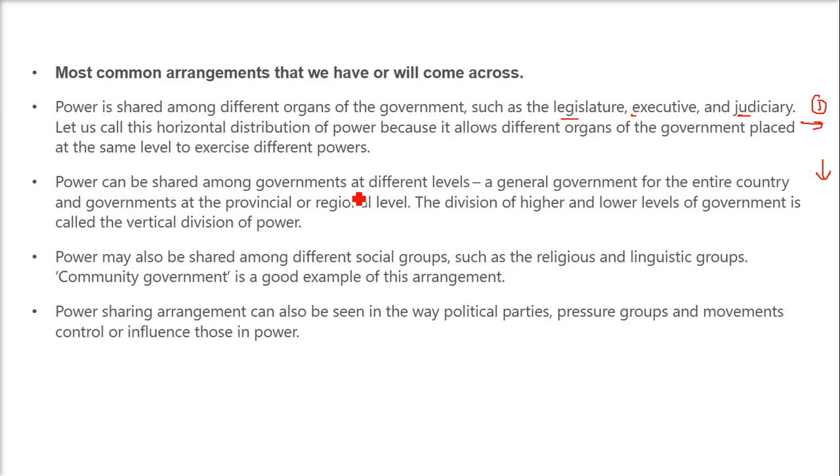We have the vertical one. Power can be shared among governments at different levels: a central government for the entire country, and then for each state, province or regional level we have different governments. The division between higher and lower levels of government is called the vertical division of power. The third one, as I said, is that power may be shared among different social groups like religious or linguistic groups. This is called community government. Then power sharing arrangements can also be used among political parties, as in a coalition government, a Mili-Juli Sarkar or alliance. Pressure groups and movements control or influence those in power.